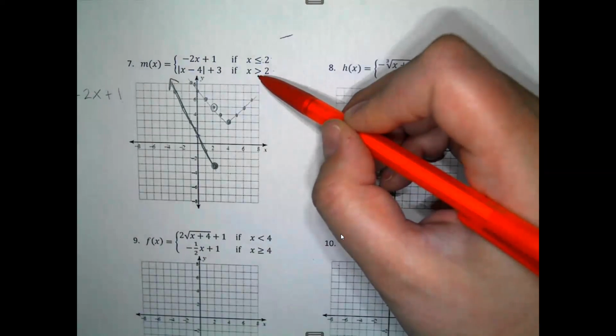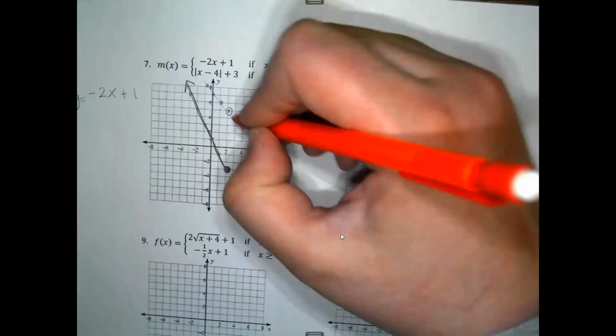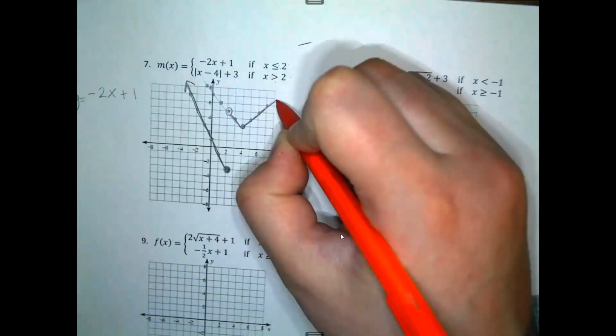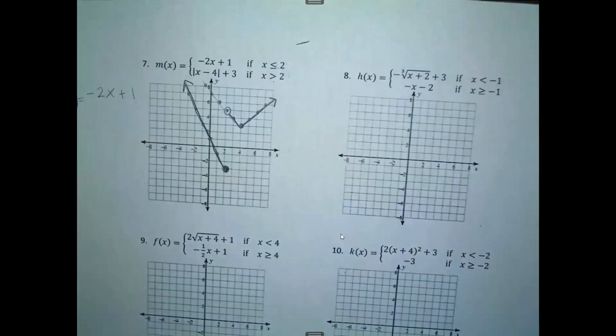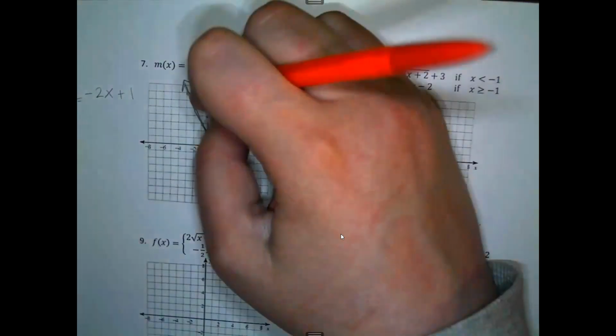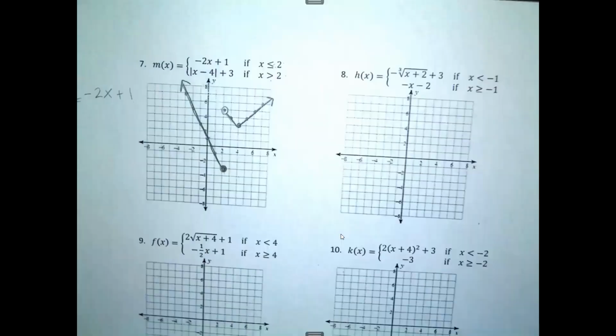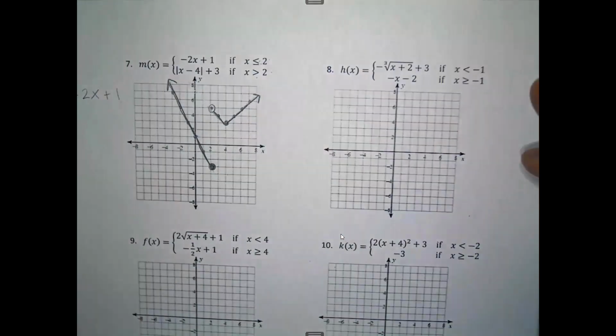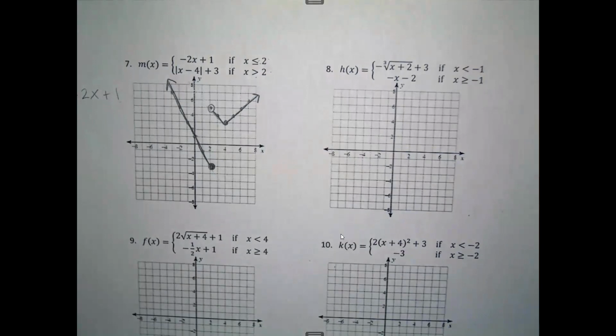Which way is the arrow going? To the right. So I'm going to keep the right side. And then what do I erase? Erase the left side. Done. Beautiful. Okay.